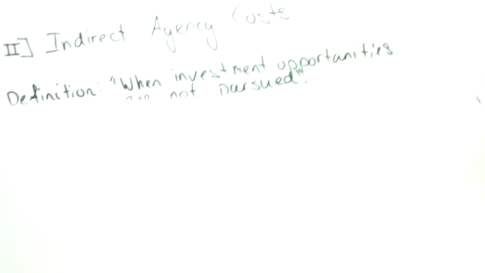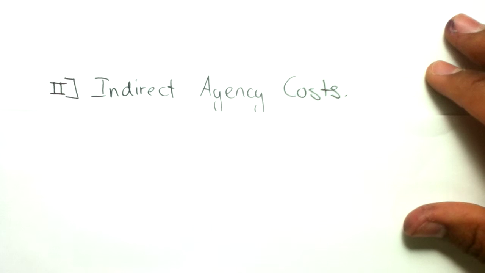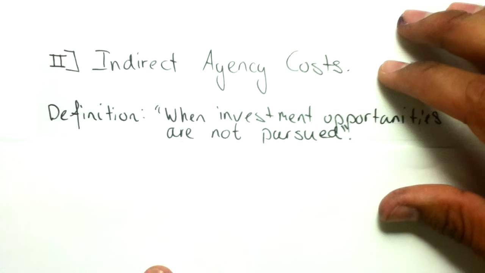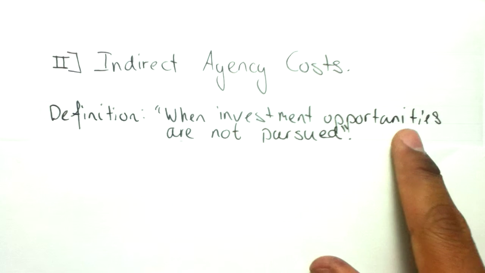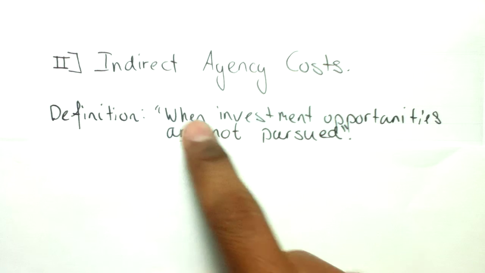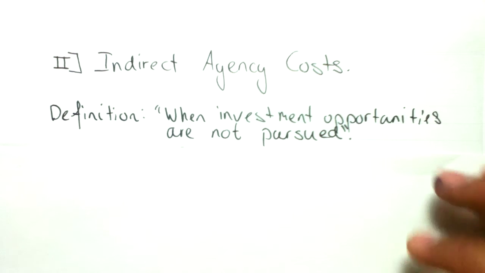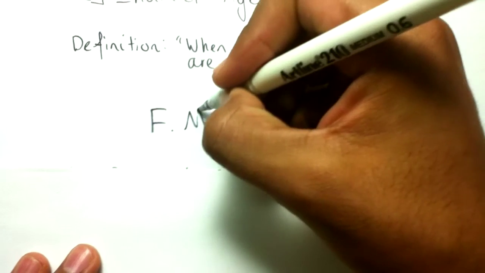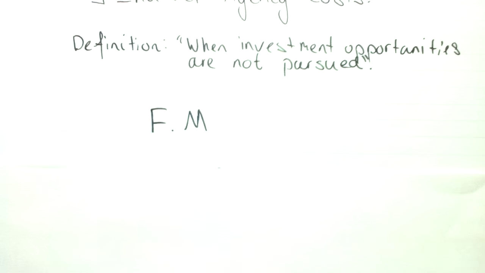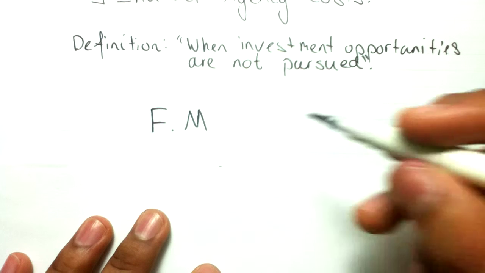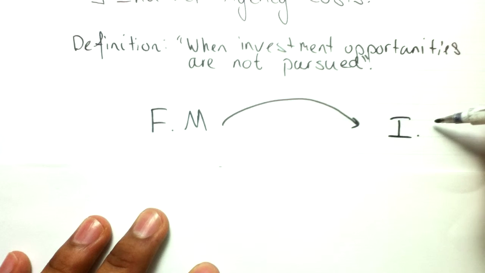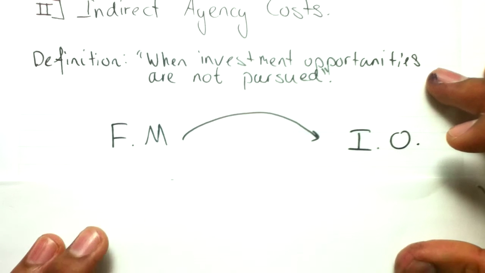The next thing we're going to look at is indirect agency costs. Okay, the indirect agency costs. Now, an indirect agency problem is when investment opportunities are not pursued. Okay, when investment opportunities are not pursued. Now, let's see exactly what we're saying here. So, we have a financial manager, an FM right here. Now remember, its primary goal is to maximize the current value of existing shareholders. Now, let's say here we have an investment opportunity. Investment opportunity right here. Okay?